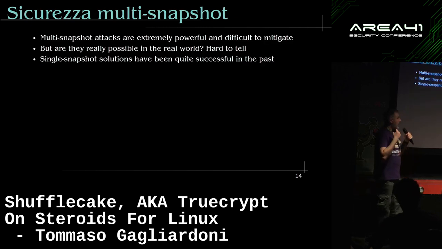Now, multi-snapshot security is the property of a plausible deniability system to defend even against this threat model. This threat model is extremely powerful. Multi-snapshot attacks are a thorn in the side of plausible deniability. They have been known for some time, and they are extremely difficult to mitigate.